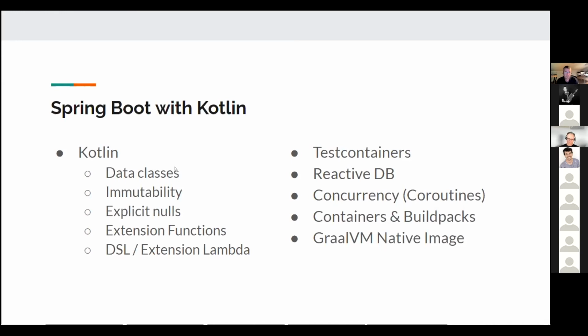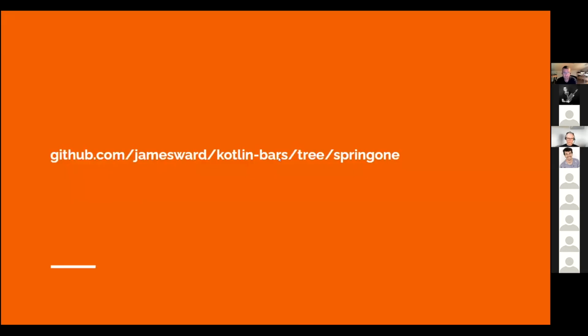And then GraalVM native image, which you saw, which has some really exciting things about startup time and memory usage, and native executables. So, okay, that's your recap on that particular example. The source code for all of this stuff is up on my GitHub. It's in a repo called Kotlin-bars, and it's on a branch called SpringOne. So if you want any of that code, check that out.